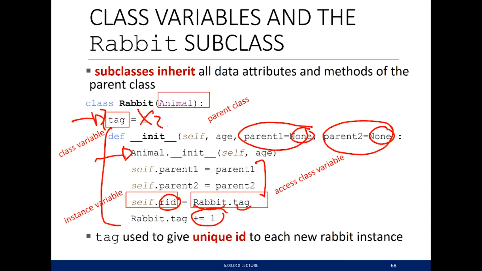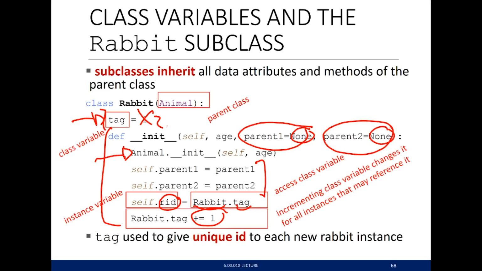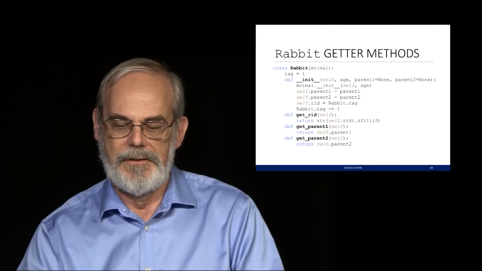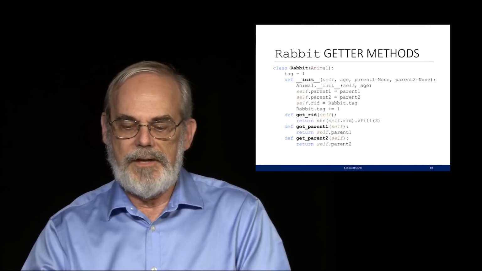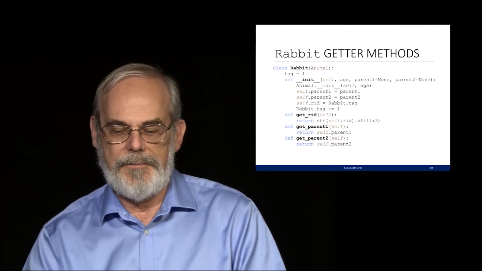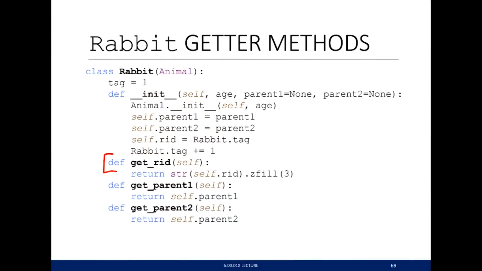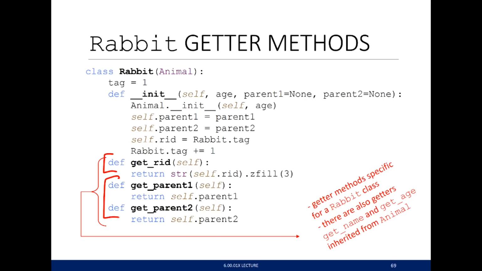Okay, let's see what happens if we do that. And that's simply reminding you of those pieces. An instance variable, how I access it, and the fact that I'm going to increment it every time I call this piece. So, having done that, there's a couple of other things I can do with the rabbit. And in particular, the getter methods will include now getting out the ID and getting out the names of the parents. The one other thing I have here is that I've got also getters I know for get name and get age that are inherited from animal. I can use those as well, but these are now things specific to the rabbit.